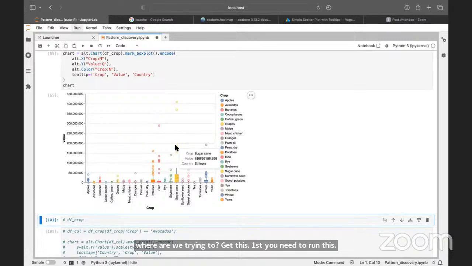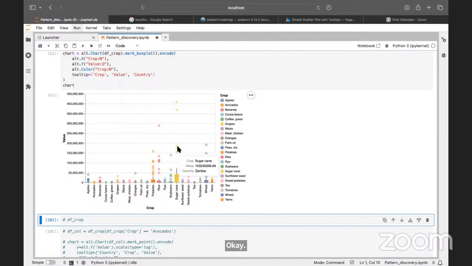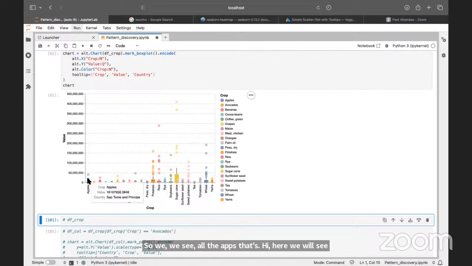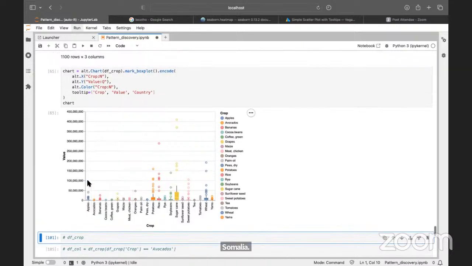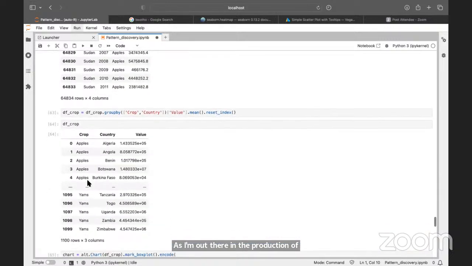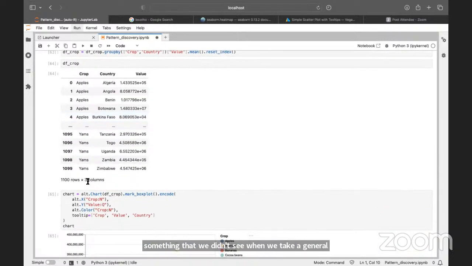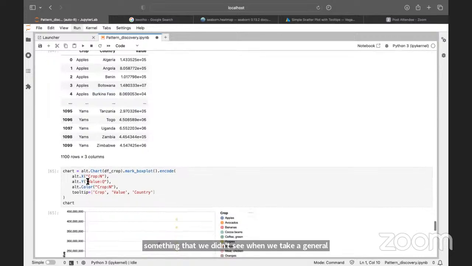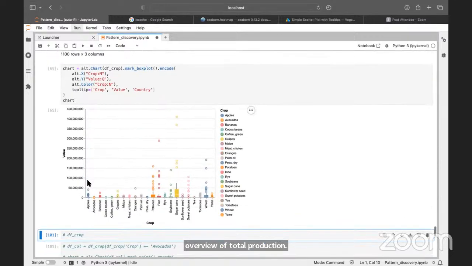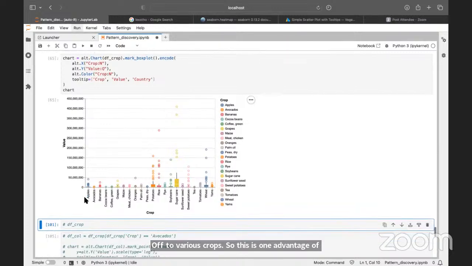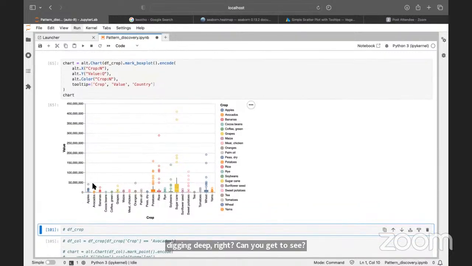Okay. So we see all the outliers that are here. We even see Somalia as an outlier in the production of apples. That's something that we didn't see when we did a general overview of total production of the various crops. So this is one advantage of digging deep, right? You get to see the behavior of a lot of other countries that you wouldn't see from a general point of view.